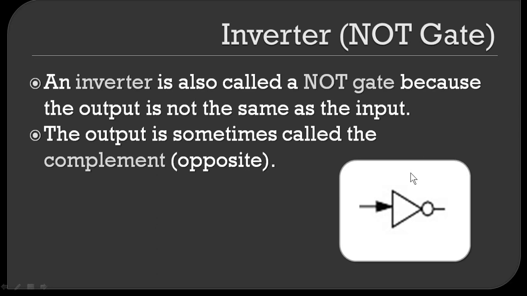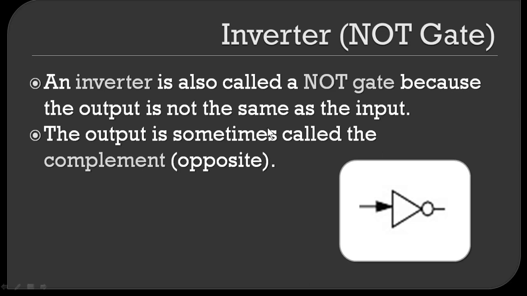First you are going to see the inverter. We call it a NOT gate, and the inverter is also called a NOT gate because the output is not the same as the input. You have only one input. If the input is 1, then the output will be inverted, that will be 0. The output is sometimes called the complement, that is the opposite. According to the input, it changes; it is just the opposite of the input.